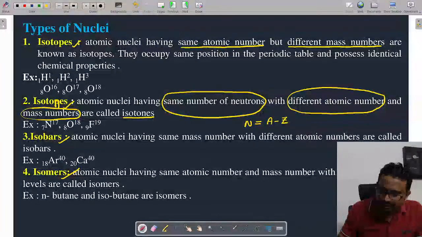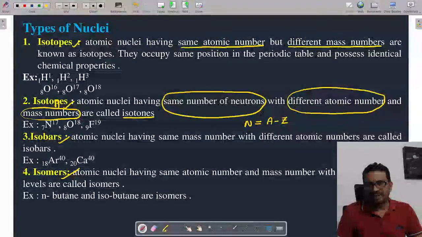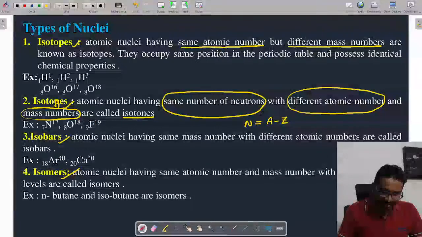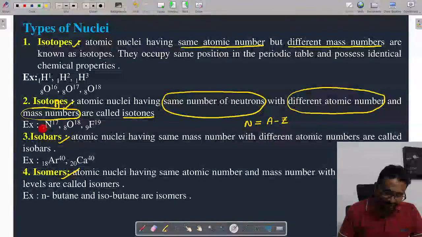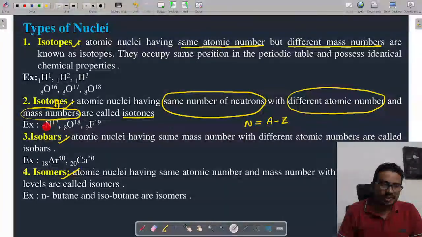Number of neutrons equals A minus Z, where A is the atomic mass number and Z is the atomic number. So the difference between them must be the same. In this case, 17 minus 8, how many neutrons are there in this? You can see here, 10. Nitrogen: 17 minus 7, how many? 10. So 18 minus 8.